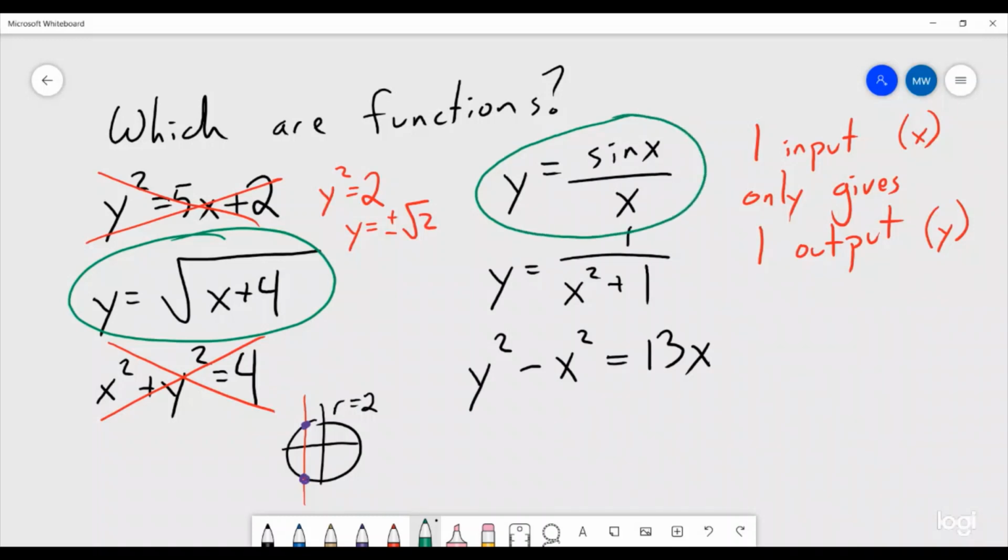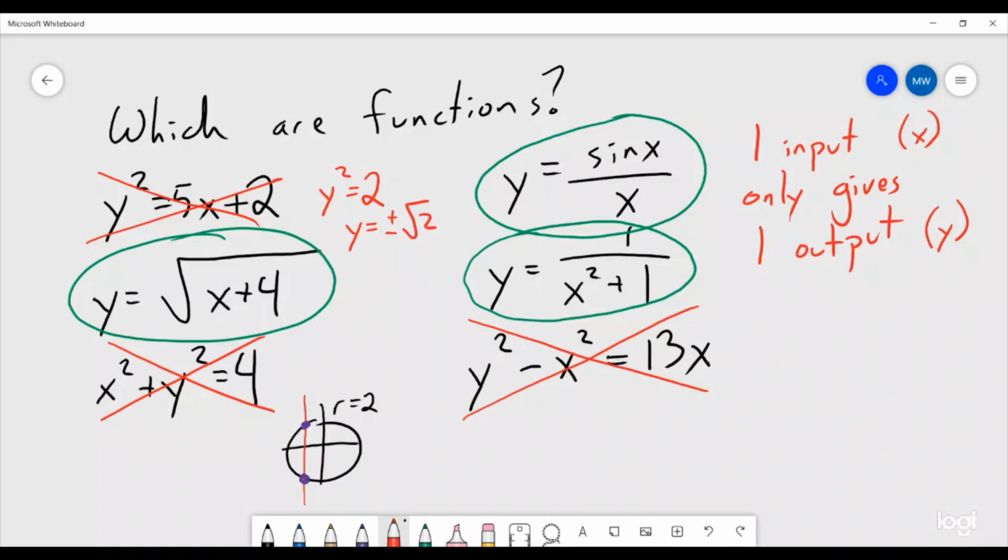Same thing for y equals 1 over x squared plus 1. That's also always a function. We don't get more than one y value out from a given x value. However, the last one, y squared minus x squared equals 13x, is not going to be a function, because we can get more than one y value coming out from a single x value. So out of all of these, hopefully you were able to figure out which ones were functions.